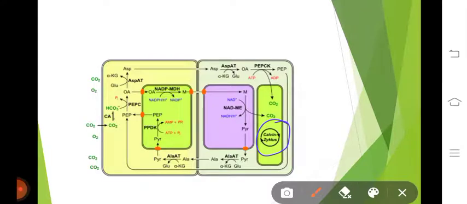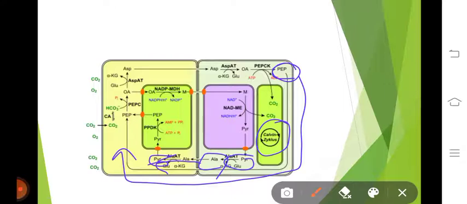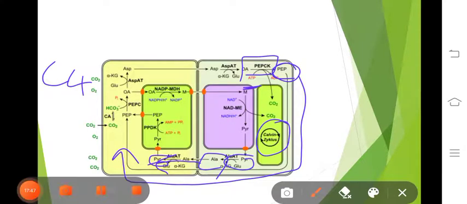Now the pyruvic acid comes back into the cytoplasm of the bundle sheath cells, forming alanine by an enzyme called alanine transferase. Alanine enters back into the cytoplasm of the mesophyll cells and converts itself into pyruvic acid. Also the phosphoenol pyruvic acid enters back into the mesophyll and in turn completes the C4 cycle. Here the very important thing we have to see is the PEP-CK enzyme, that is phosphoenol pyruvate carboxykinase enzyme, because it is utilizing the ATP. That is why the cycle is very different from the other two cycles.